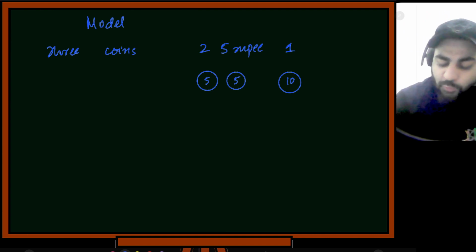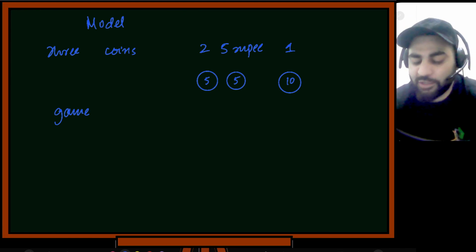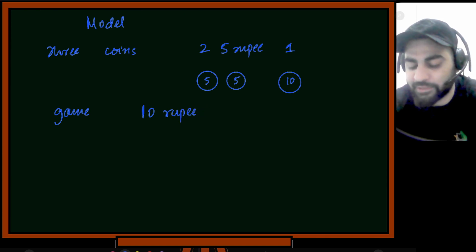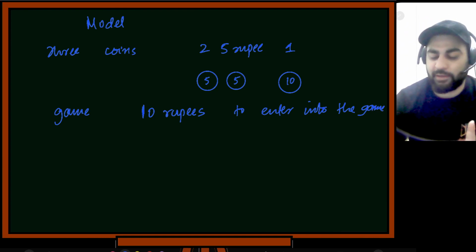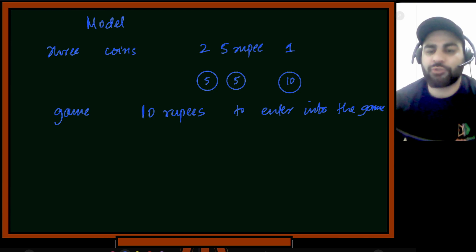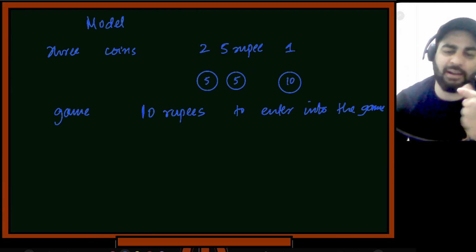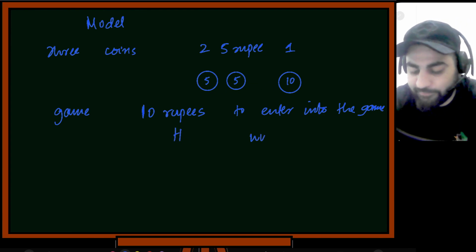Okay, so we are playing a game. Let's suppose you are gambling and you are going to play a game. They take some 10 cents, or maybe 10 rupees, for entering the game. So they take 10 rupees to enter into the game. What happens is, they'll tell you to toss the coin. Now these coins will have heads and tails. Whichever coin falls on the head, you win that amount.